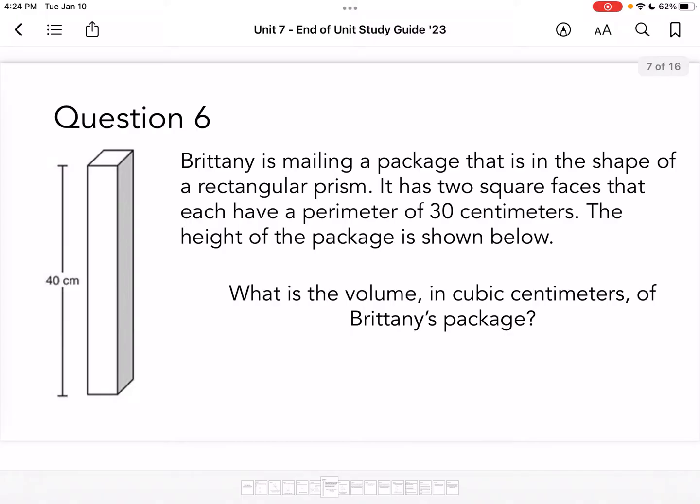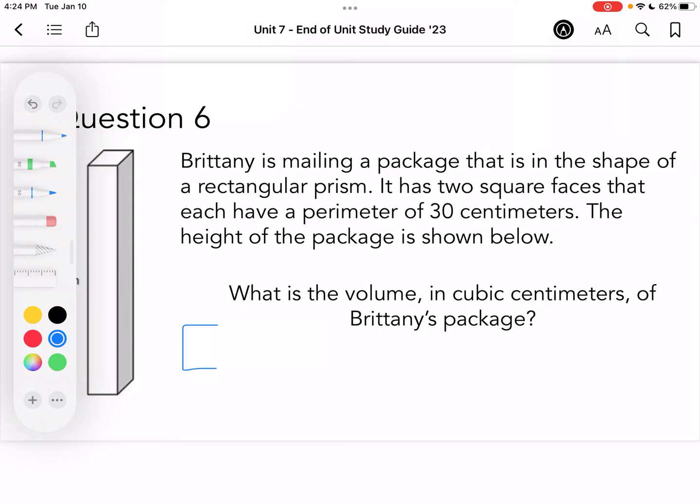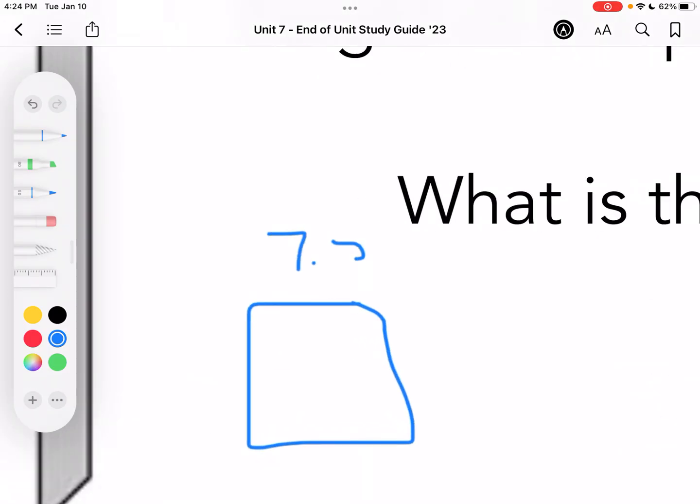Okay, so I have a square, right? That means all my sides have to be the same, and the perimeter is 30. So I'm going to have to do 30 divided by 4. So I've got my handy-dandy calculator. 30 divided by 4, I get 7.5. So each of these sides is 7.5.